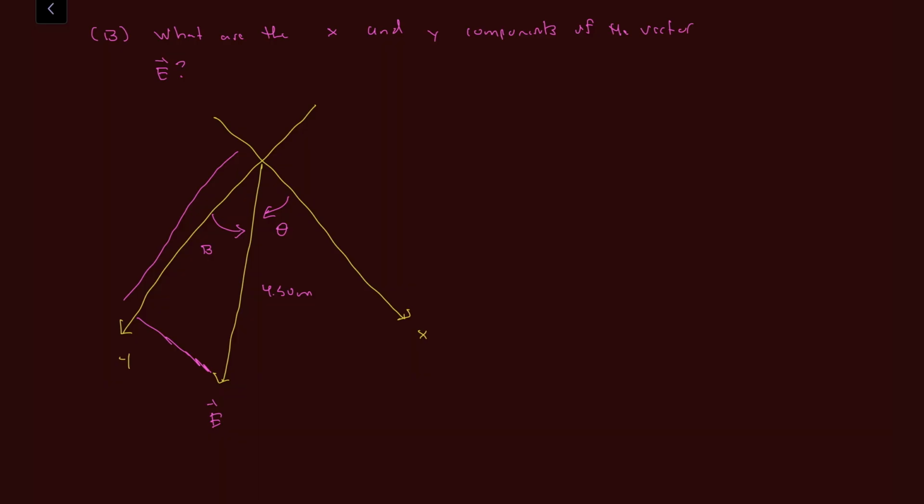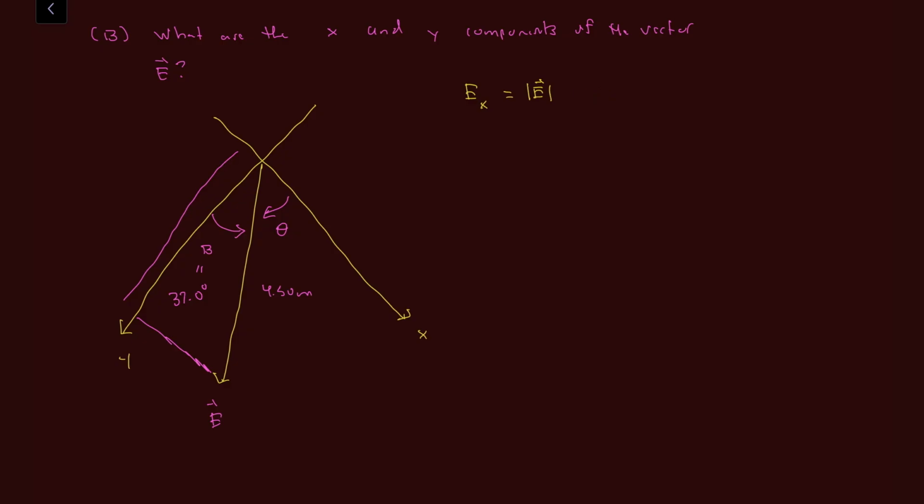Now, I'm going to use angle beta to solve this because it gives this to us as 37.0 degrees. It's just that our trigonometric identities are going to look a little bit different. So Ex is going to be equal to the magnitude of E times, and in this case, it is going to be cosine.